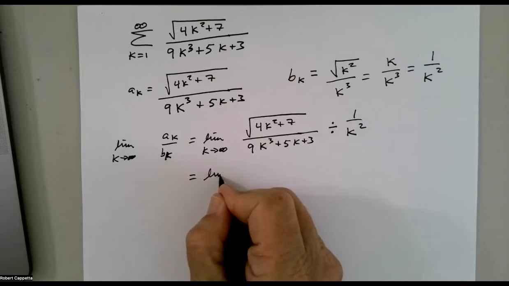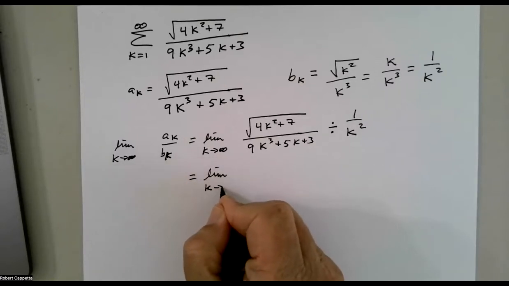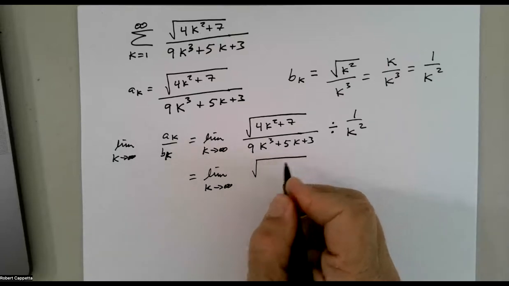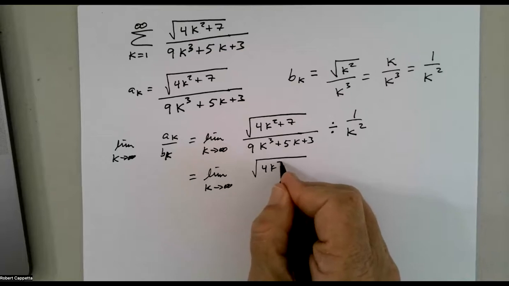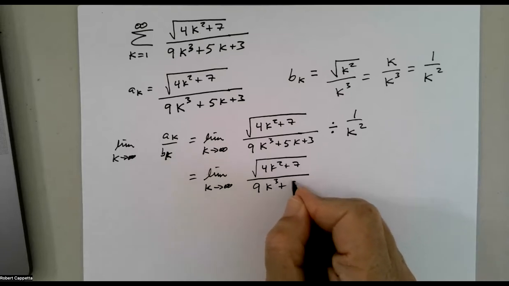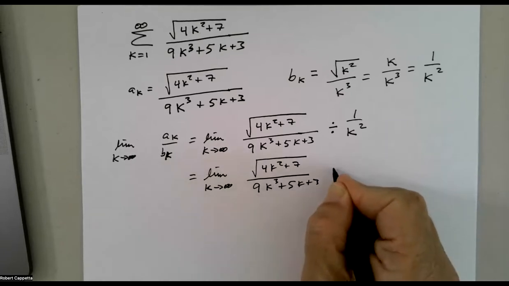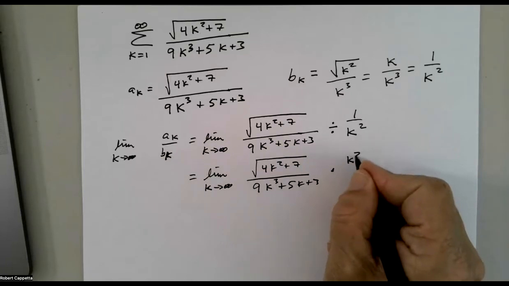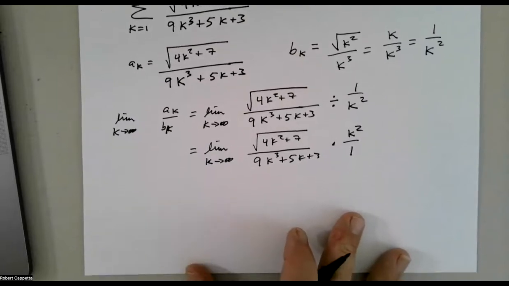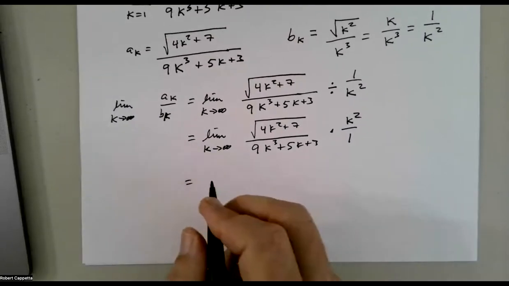So this is the limit as k goes to infinity of this first piece, the square root of 4k squared plus 7 over 9k cubed plus 5k plus 3, times k squared over 1. Now, how do we handle this? So the algebra gets a little tricky.